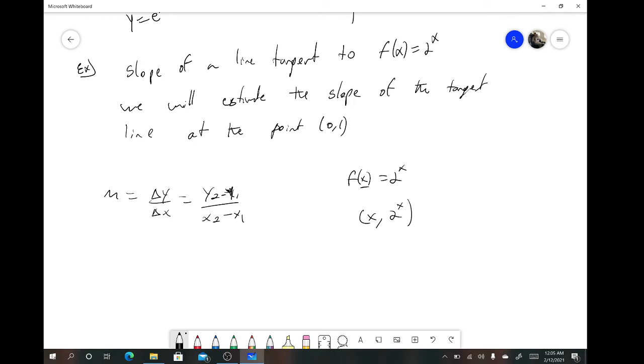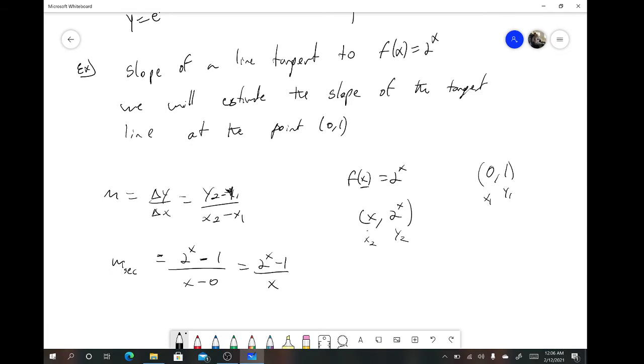And this is very similar to the problem that we did with the slope of the tangent line, again on lecture 2. So now, by definition of the slope, I'm going to call this my y2, and this is going to be my x2, which by default will make the point 0, 1, my y1 and my x1. So what I'm going to have here is the following. I'm going to have that the slope of the secant line is going to be equal to 2 to the x minus 1 divided by x minus 0, which is simply 2 to the x minus 1 over x.